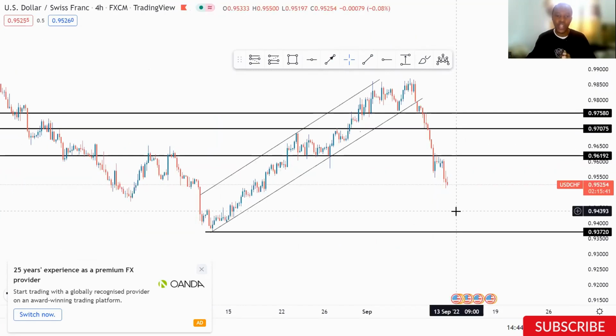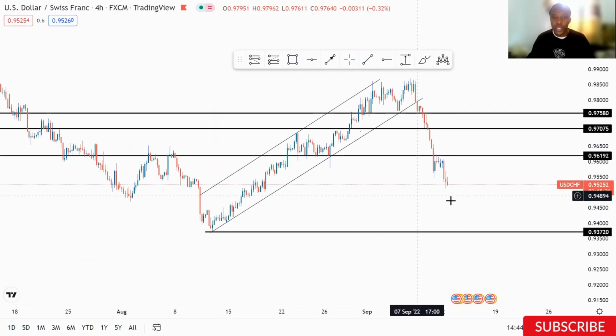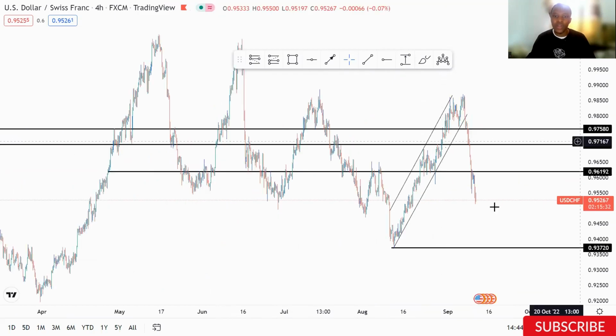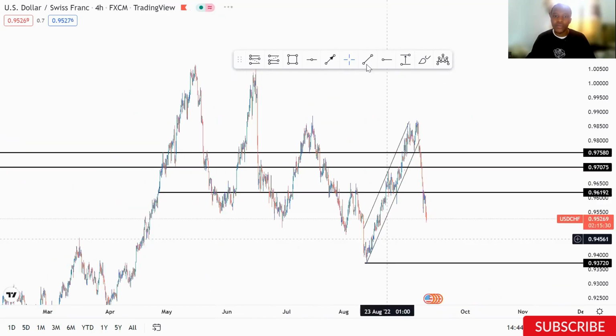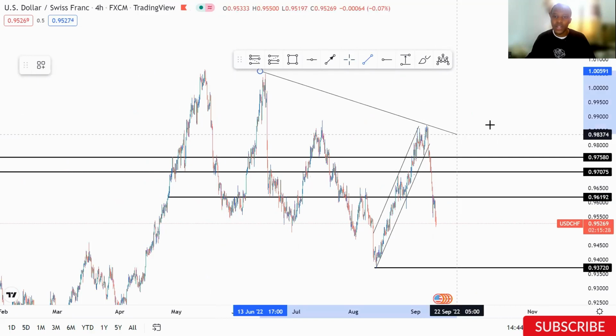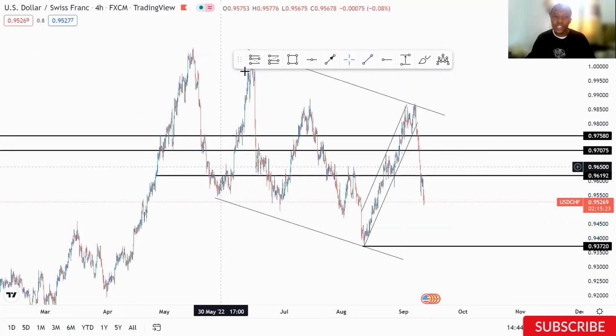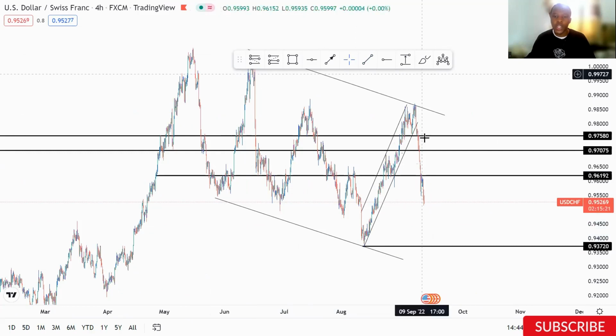So USD Swiss francs is negatively correlated with Euro USD. So I don't necessarily have to start it on the daily time frame, because as you can see, we have that high over there, and this one over here. So first I'd say, lower low, lower high, lower low, lower high. So we might be coming back down here to give us another lower high before the market goes back to the upside.